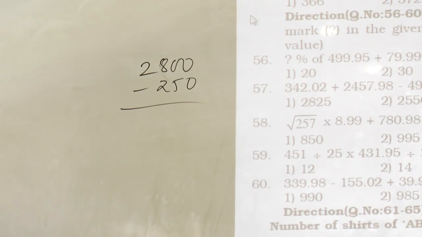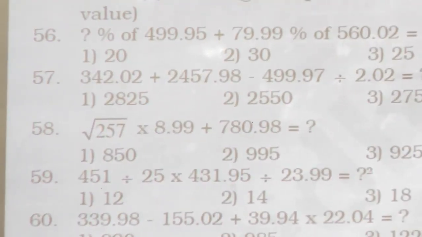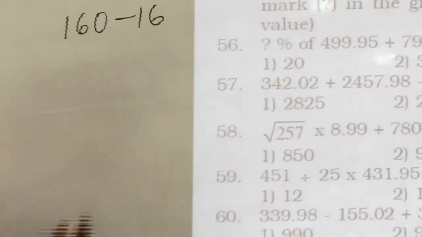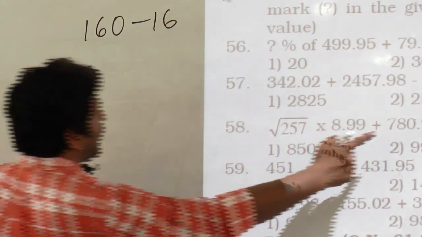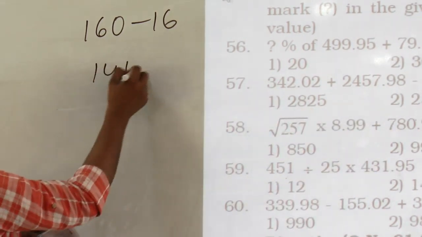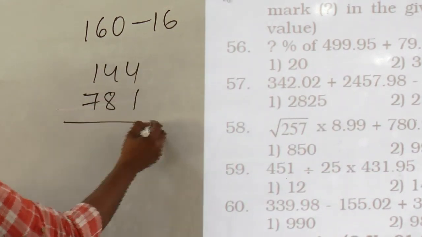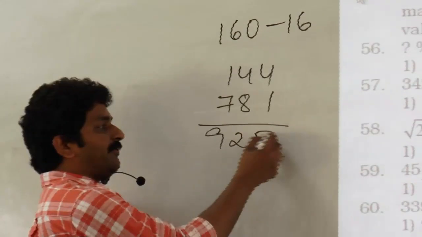Under root 257, 16. 16 into 9. 16 10 times minus 16 1 time. 144. 144 plus 780. 781. How much is that? 925.